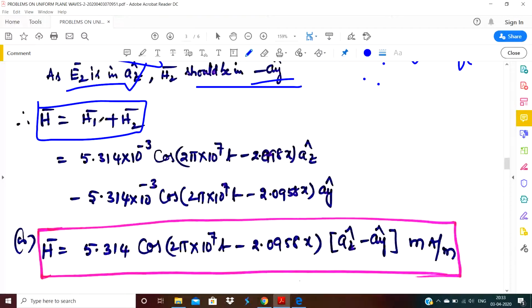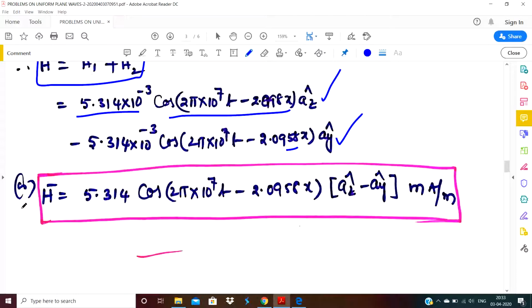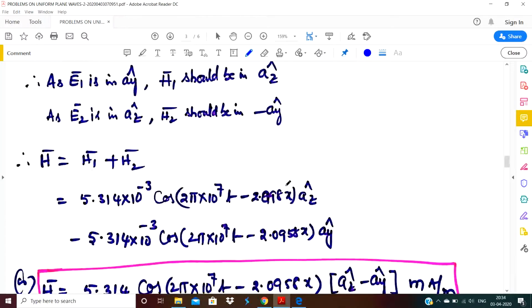Now we know the magnitude of H1 and H2 is the same, 5.314 into 10 to the power of minus 3 ampere per meter, or milliamperes per meter, and the wave expression is cos of (2 pi into 10 power 7 t minus 2.0958 into x). This is along z and this is minus ay. So we can combine these two and finally write the magnetic field intensity with magnitude 5.314 and that expression, and directions are az minus ay. 10 power minus 3 means milliamps per meter. So in this way we can calculate the field expression.